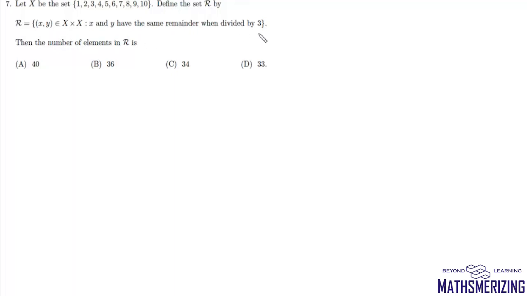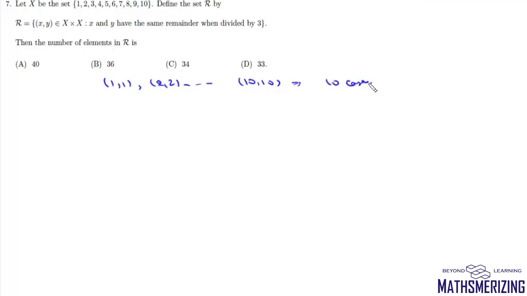when divided by 3. So one of the possibilities is when both the numbers are the same. So it is (1, 1) or (2, 2) or (10, 10). So if all the numbers are the same, then they leave the same remainder. So we have 10 cases here.